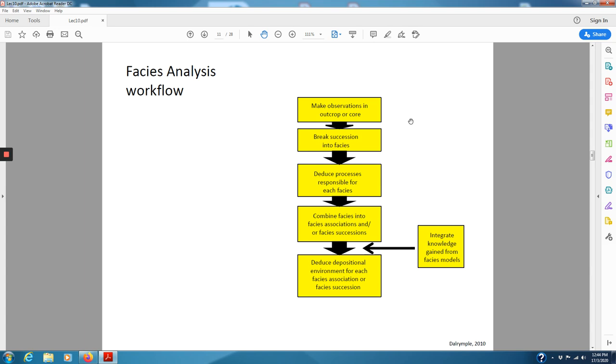Now, you have your data, you have converted it into facies and also these larger scale facies patterns or facies associations. Now you need to go to the library and integrate knowledge gained from facies models. You're not going to run away from reading. Lots of these models have been published for different kinds of depositional environments: rivers, shallow marine environments, tidal flats, estuaries, and so on. And then you need to compare the characteristics of the facies for the different environments with what you have in your study succession. So you deduce the depositional environment for each facies association or facies succession.